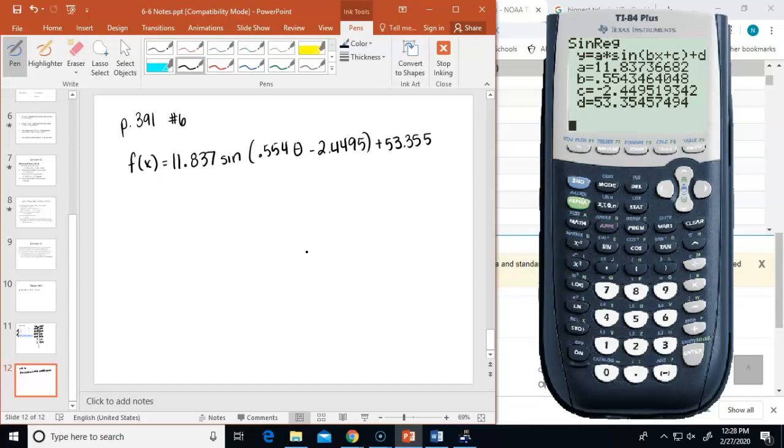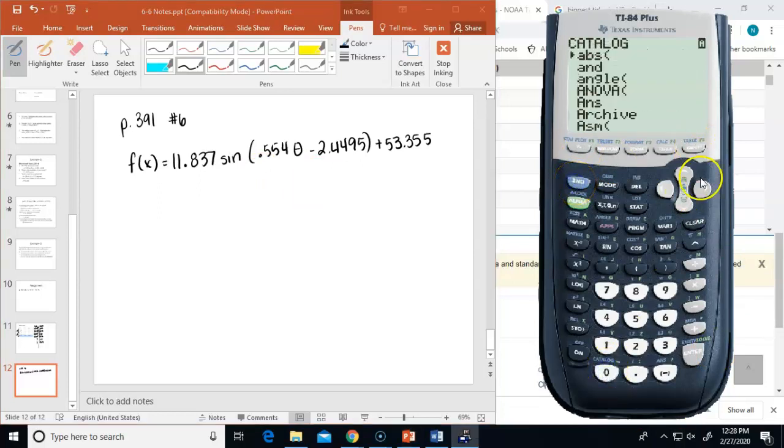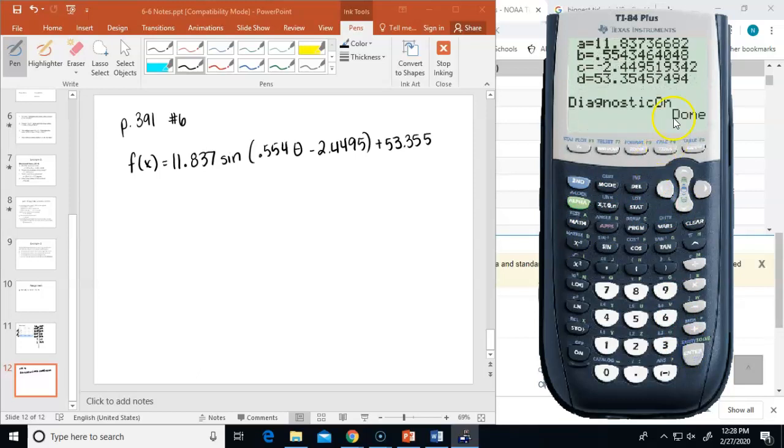I did not get an R value here to tell me how well this fits, because I do not have my diagnostics turned on. But if I did second 0 and went down to diagnostic on, if I turn those on. Do you guys know how to pull up the last thing that you typed in? If you do second enter, it'll pull up the last thing that you typed in. If you do second enter again, it'll pull up the thing before that and the thing before that, and it'll go on. So if you don't want to type everything else in, you could do that if you're repeating yourself there. This should give us the R value.